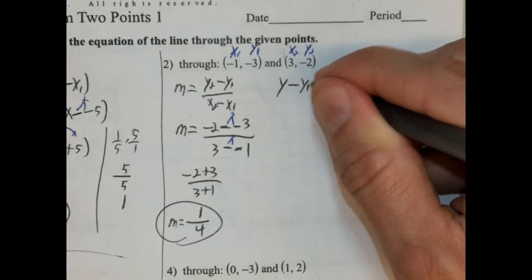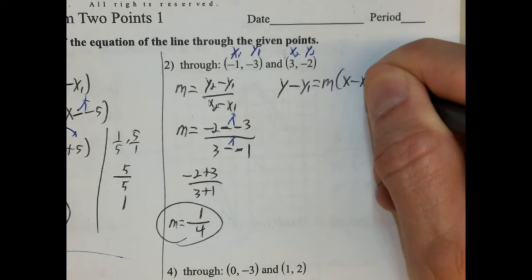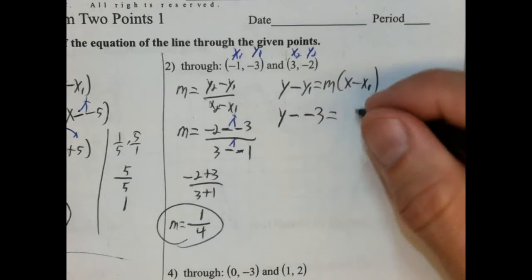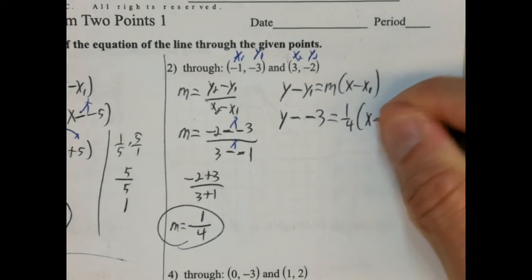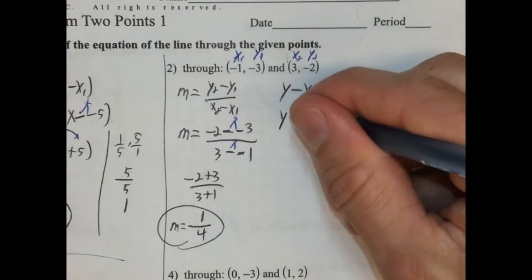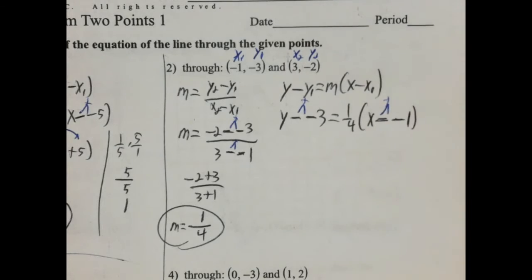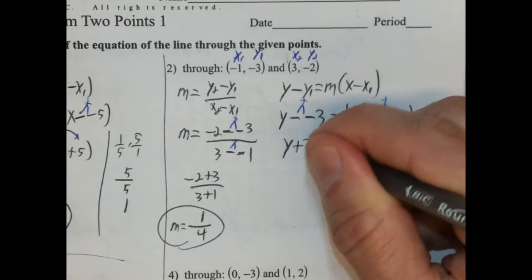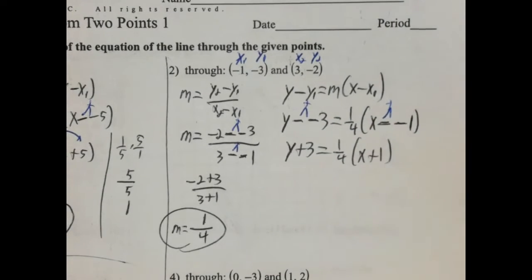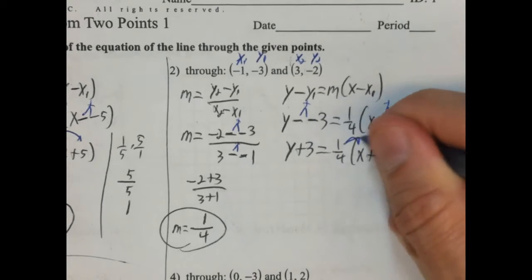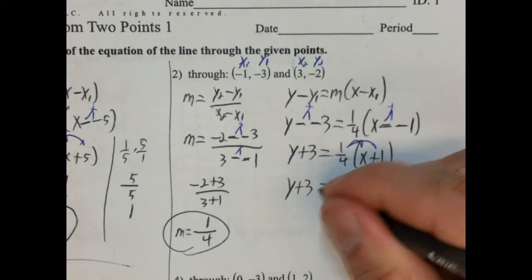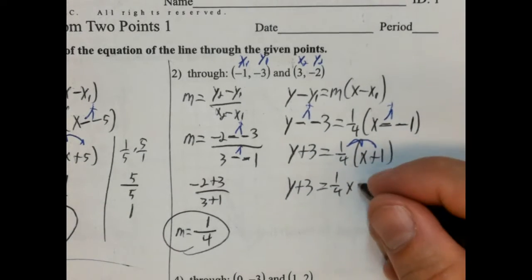y minus y1 equals m parentheses x minus x1. y minus negative 3 equals m, which is 1/4, times x minus x1, which is negative 1. And then we're going to make those into plus. y plus 3 equals 1/4 times x plus 1. y plus 3 equals 1/4 x. So 1/4 times 1 is going to be 1/4.